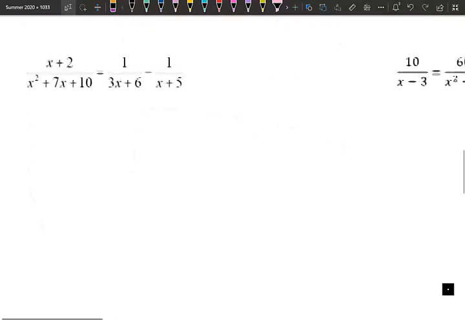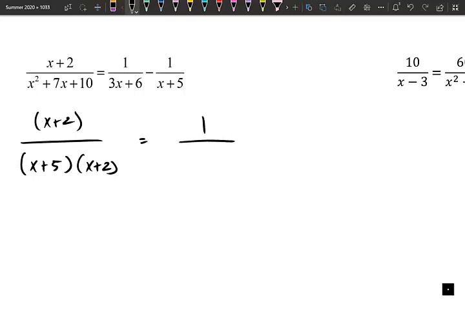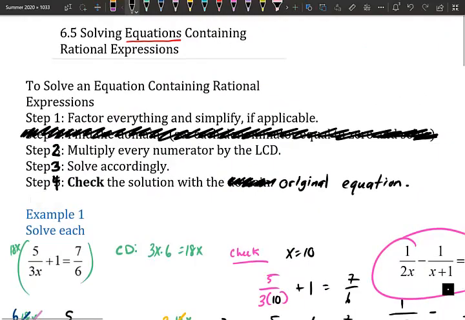Okie dokie. All right, so factor. The top is just x plus 2. The bottom, we can factor into x plus 5, x plus 2. We can keep factoring, so we can take out 3, and when we do, we're left with x plus 2 minus 1 over x plus 5. Can't do anything there. So after we factor, let's go back up. Simplify if you can.